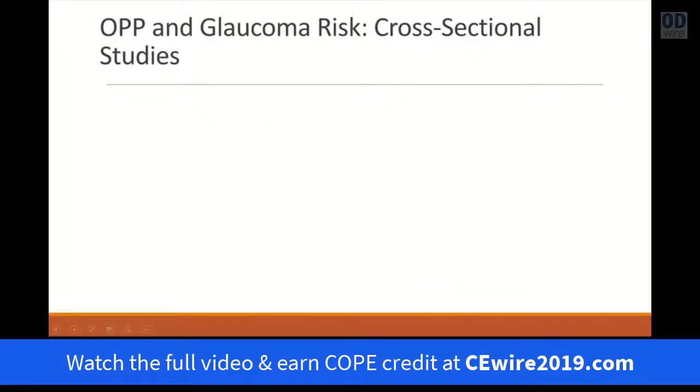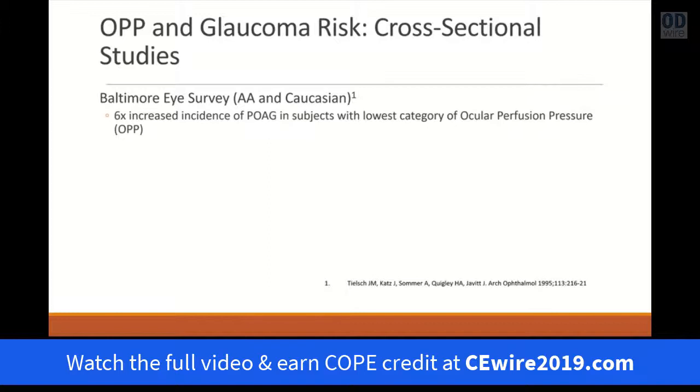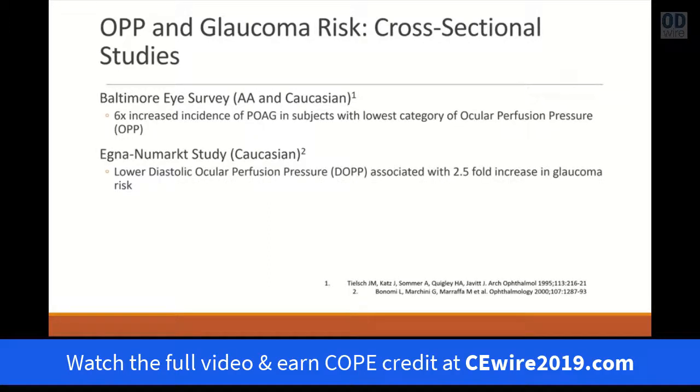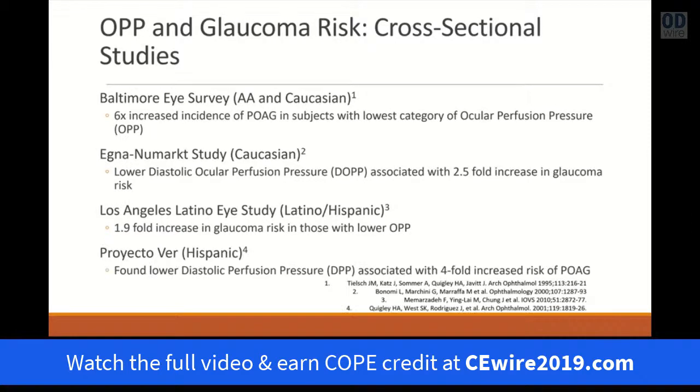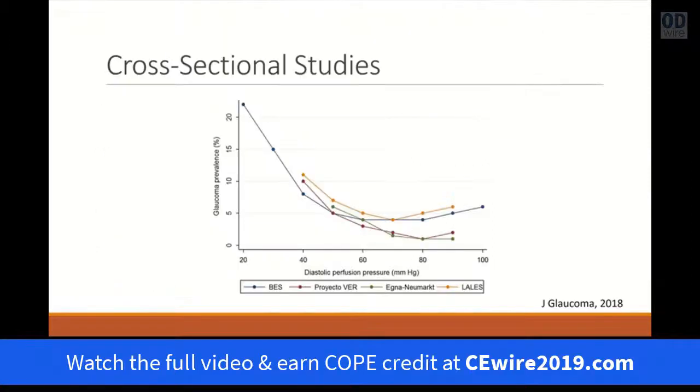So is there a link between ocular perfusion pressure and glaucoma risk? Well, there are numerous cross-sectional studies that show us that there is. The Baltimore Eye Survey, African Americans and Caucasians, showed this relationship. Egna-Neumarkt in Italy, Caucasian patients. The Los Angeles Latino Eye Study, Latino, mostly Mexican patients in Los Angeles. And the Proyecto VER study in Arizona, Hispanic patients, all showed this relationship between lower diastolic perfusion pressure and primary open-angle glaucoma. So we certainly have evidence.